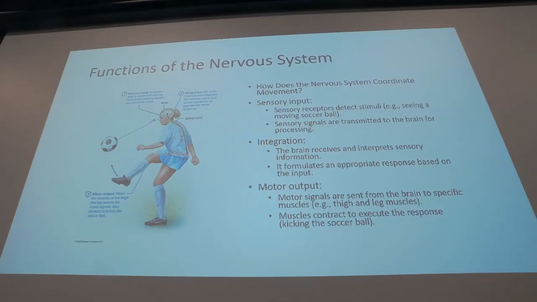So here we have an example of how we use the nervous system. In this case, we have someone playing soccer, and the person is looking at the ball as it's reaching towards this area. By gravity, it's going to go into this part of the floor, but before it hits the ground, the person knows which muscle to use.